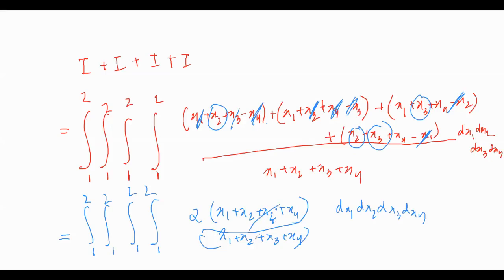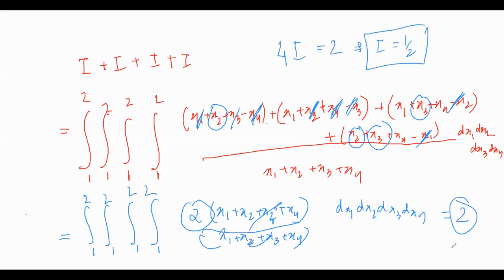This cancels out to be 2, and all of these lengths are 1. So it's actually an integration over a 1 cross 1 cross 1 cross 1, a four-dimensional cube. Essentially its integral is 2 because all the lengths are 1. Therefore we got 4I equal to 2, so I must be equal to half. It's a really beautiful problem based on symmetry.